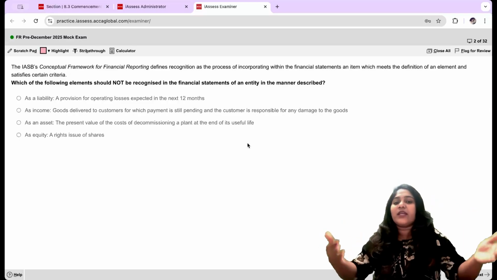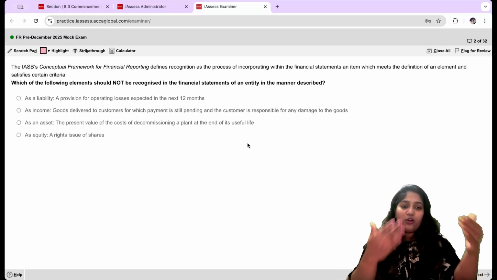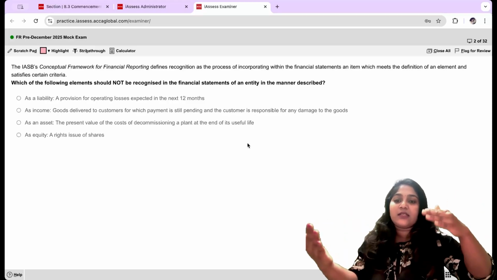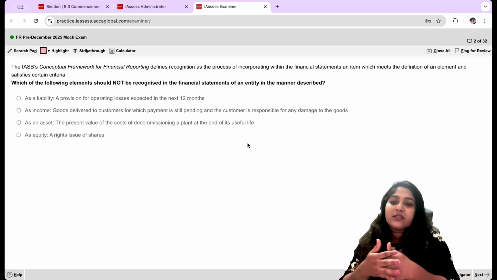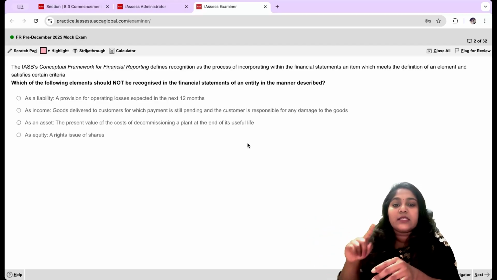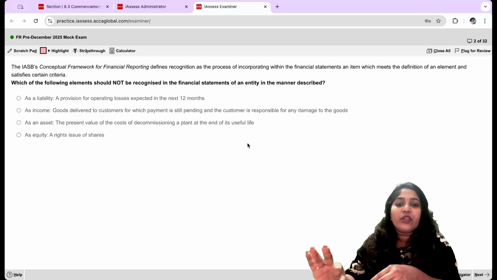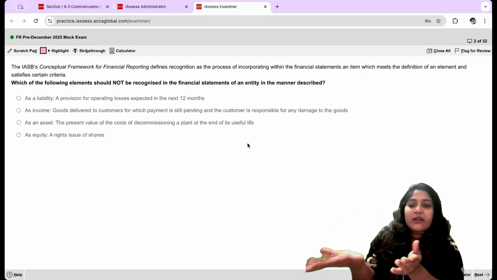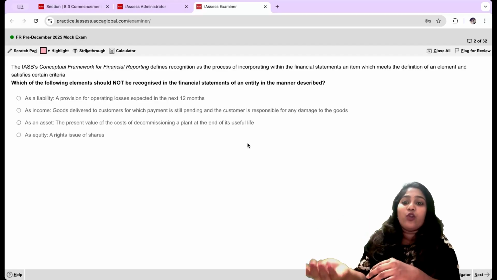Of course, if you have to recognize anything in your business, it should always meet the definition of the element. If I have to bring it as an asset, the definition of the element. So regarding this, they're trying to say which of the following elements should not be recognized in the financial statements of an entity in the manner described. That means they're asking whether we can recognize it or not. Very simple.